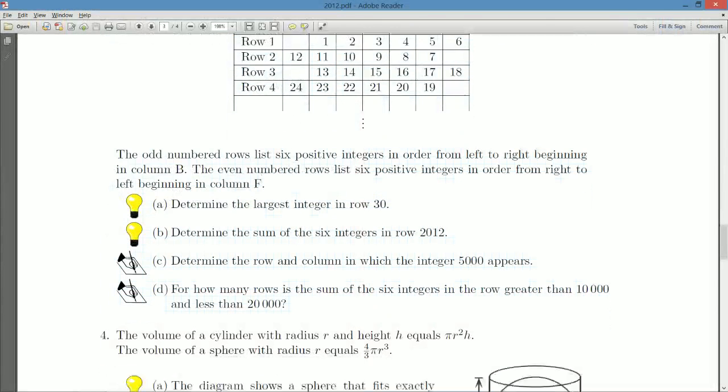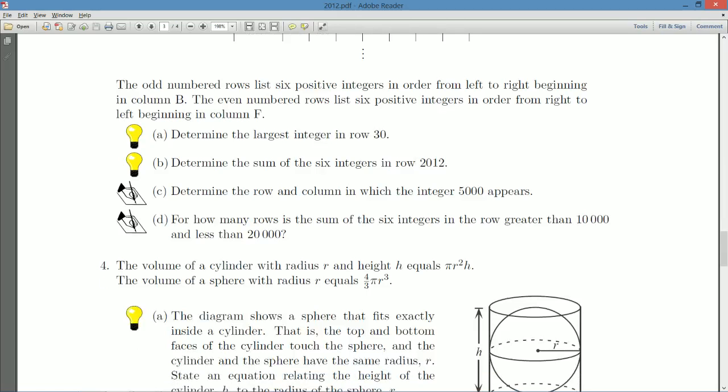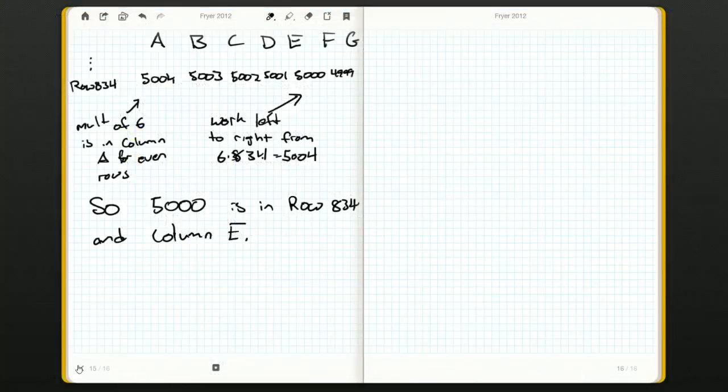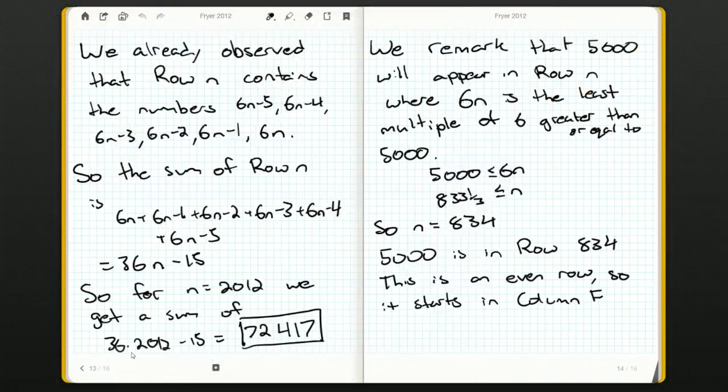How about D? For how many rows is the sum of the 6 integers in the row greater than 10,000 and less than 20,000? Okay. Well, we have a formula for the sum of row n, so we can just set it between these two values. So what was that formula again? I think it was 36n minus 15.